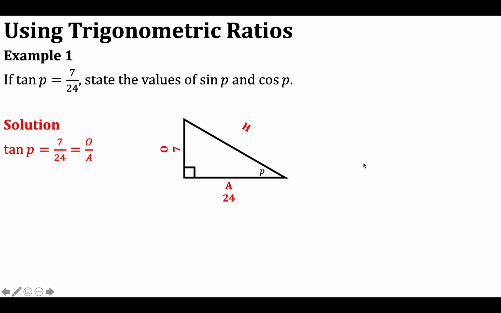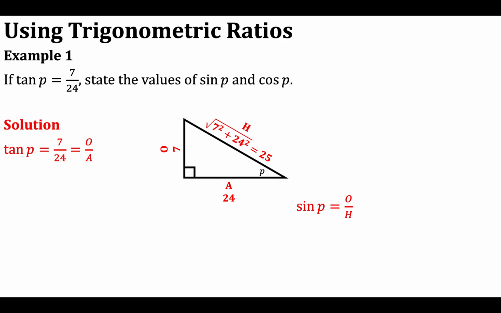Now for the hypotenuse, we can then use Pythagoras' theorem to find that side. So it's the square root of 7 squared plus 24 squared, and that gives us, in this case, the square root of 625, which is 25.